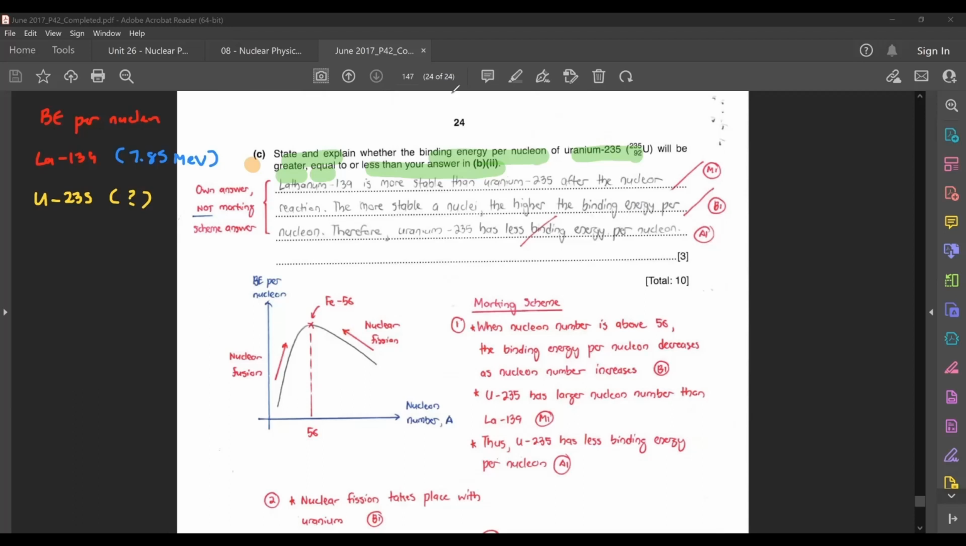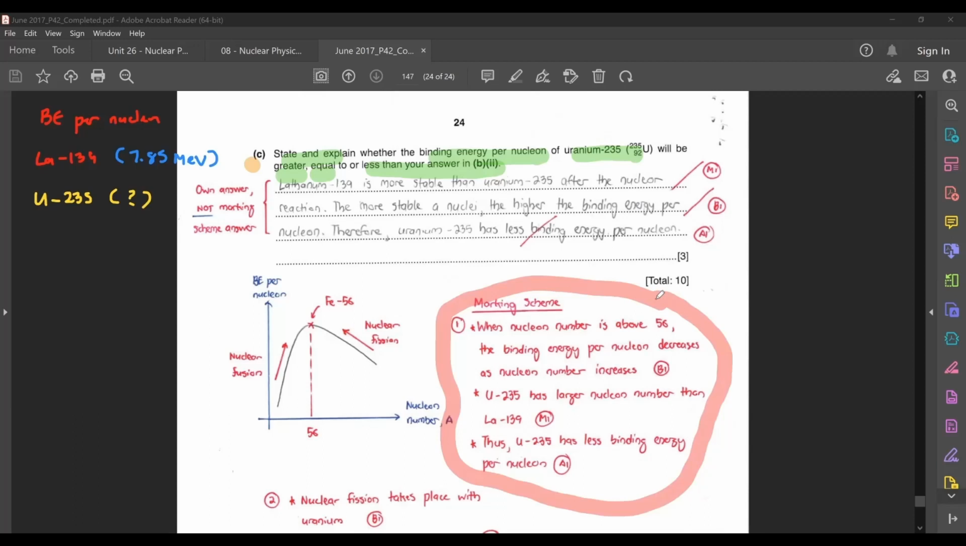Here, there's actually an answer that the marking scheme used. That one is in red here. This is the actual marking scheme answer, so it's probably better if I just explain from there first. This question is worth 3 marks. The marking scheme worded the answer as this: when nucleon number is above 56, binding energy per nucleon decreases as nucleon number increases. Uranium-235 has a larger nucleon number than lanthanum-139. Thus, uranium-235 has less binding energy per nucleon.